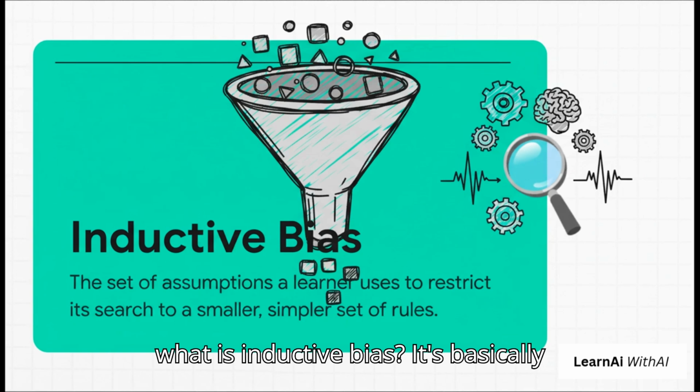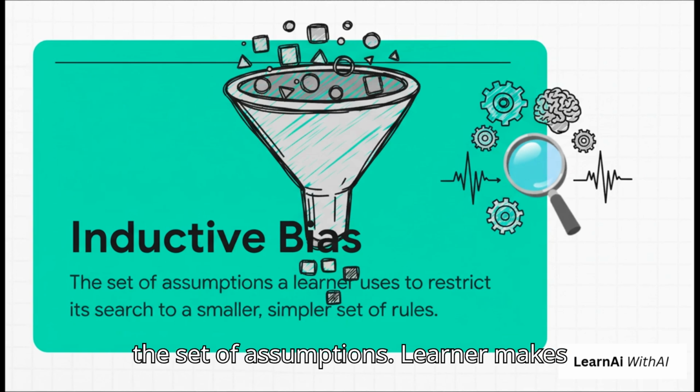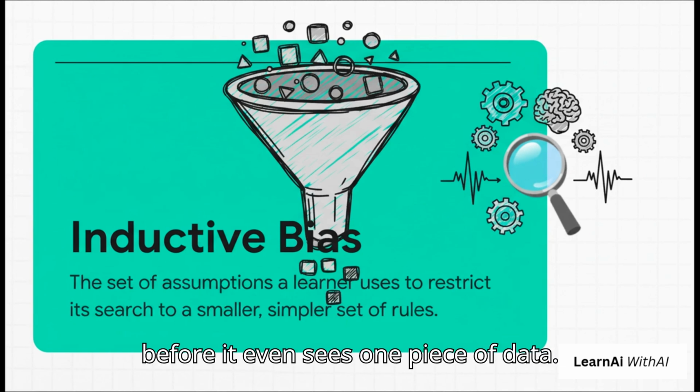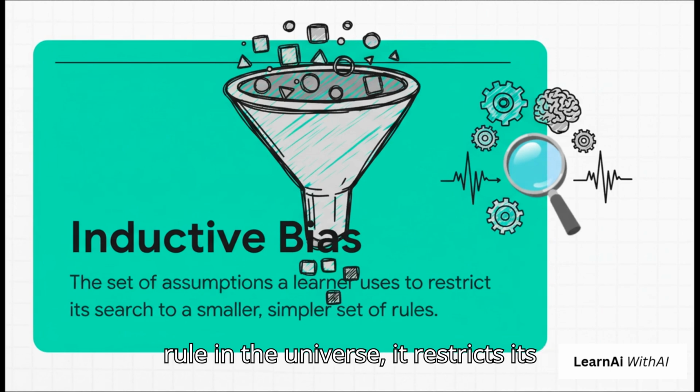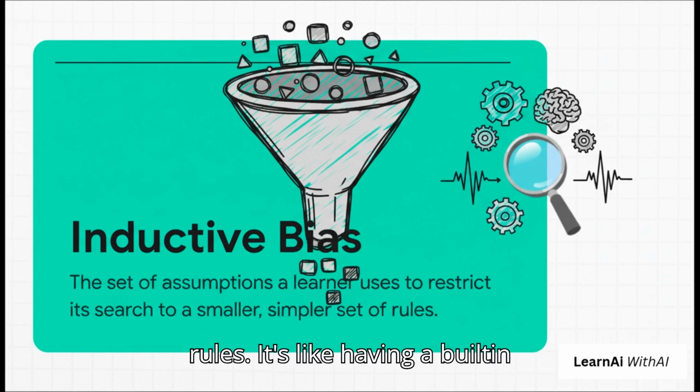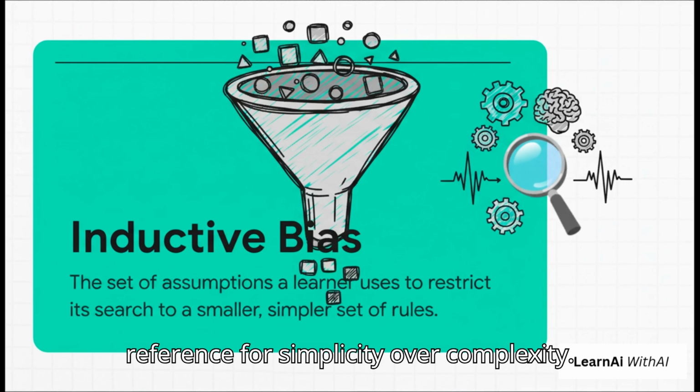So what is inductive bias? It's basically the set of assumptions the learner makes before it even sees one piece of data. Instead of being open to any possible rule in the universe, it restricts its search to a smaller, simpler set of rules. It's like having a built-in preference for simplicity over complexity.